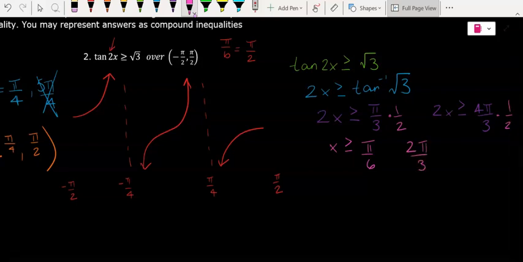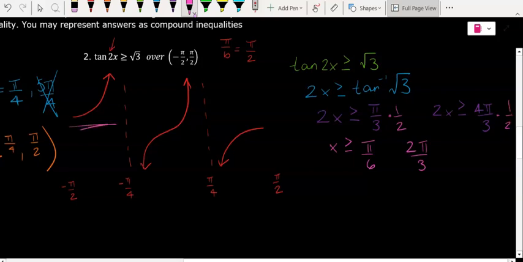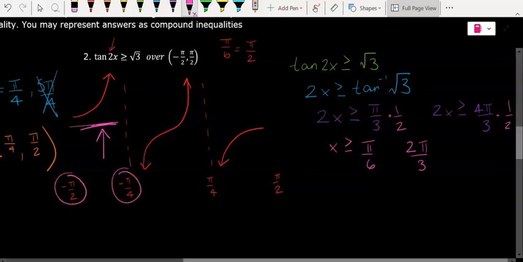Okay, now, is 2 pi over 3 less than pi over 2? Nope, it is not. So that can't be part of my solution. But I think you can agree with me, with how I've got this drawn here, tangent is going to equal that square root 3 twice. But if you notice, the other time it's going to equal square root 3, because it's in my positive section, it's going to be over here. So it's going to be between negative pi over 4 and negative pi over 2.